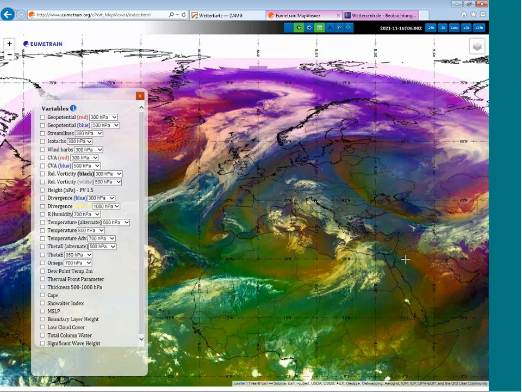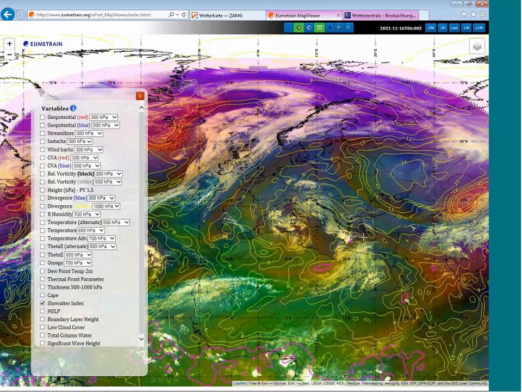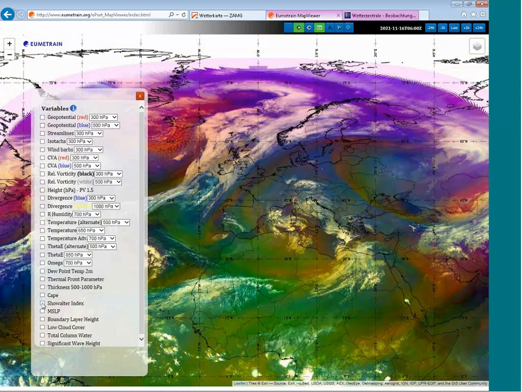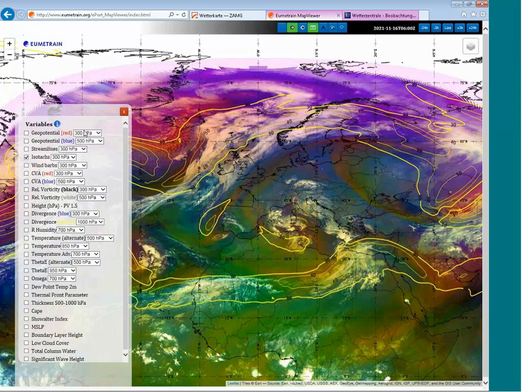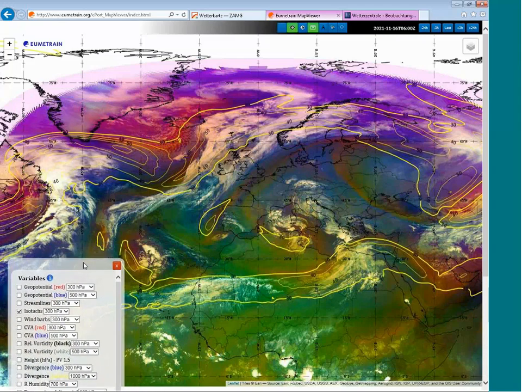There must be instability. Let's have a look at CAPE, for example. Well, fine, there is enough CAPE. Showalter index, I didn't look at that, but the Showalter index also shows some instability. Well, okay, this is not so easy. And I think I found a reason for that. We have to look at the isotachs. Here we have the isolines of wind speed above 30 meters per second.